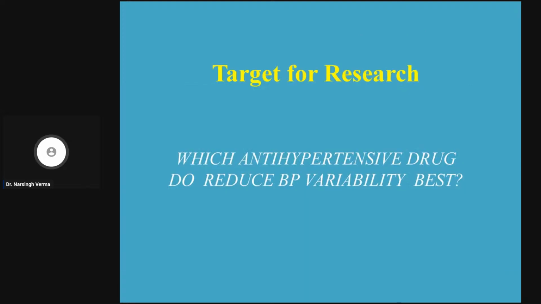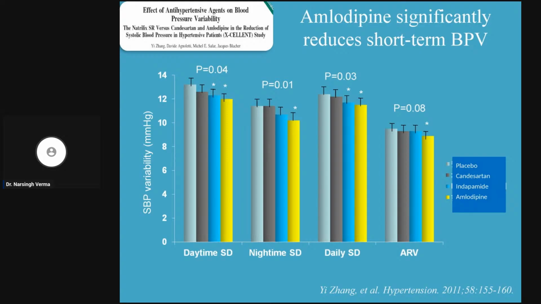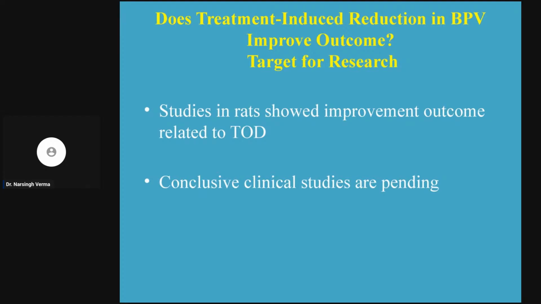Target for research: how we can utilize this knowledge even better, and this has been studied by asking which drug can reduce blood pressure variability better, and it has been found that amlodipine, working 24 hours, has a significant effect, and this addresses blood pressure variability better. So, does treatment induce reduction in blood pressure variability?